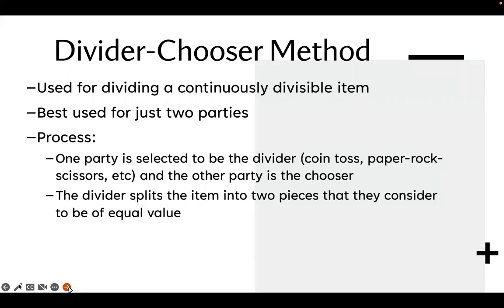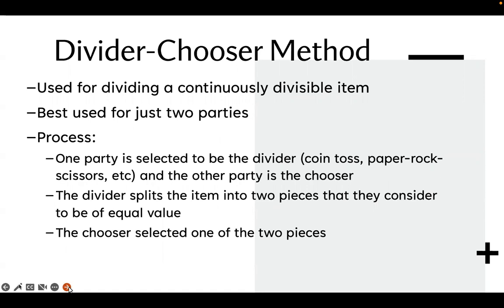Now, the divider starts by splitting the item into two pieces. So again, let's say we have a candy bar. We've got a king size bar right in front of you. They take the knife and they cut it in what appears to be, to them at least, equal value. So I cut the candy bar in half. I've got two sides that look to be pretty equal. Then the chooser says, I want this side of the candy bar.